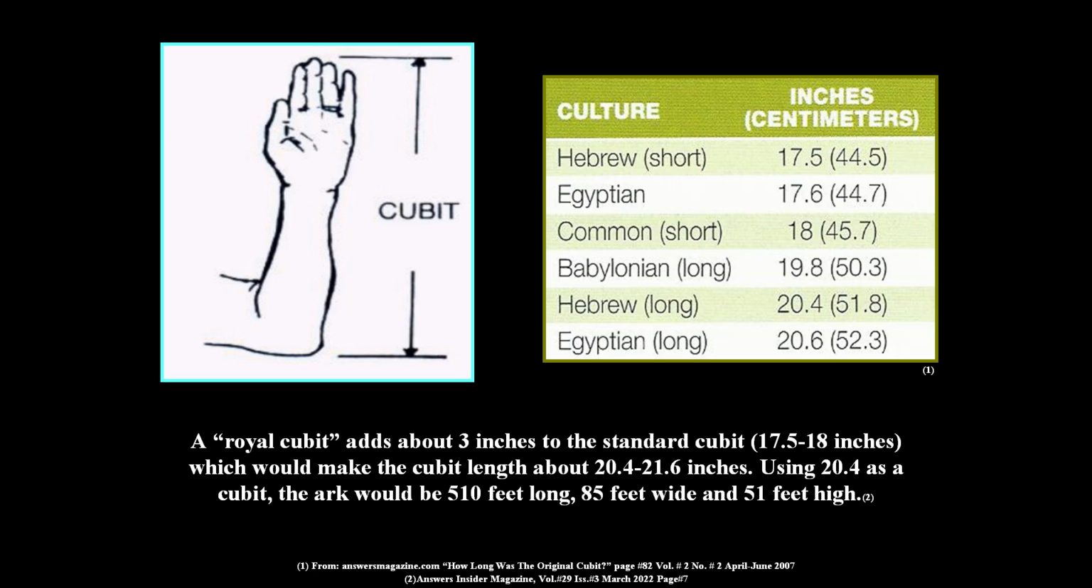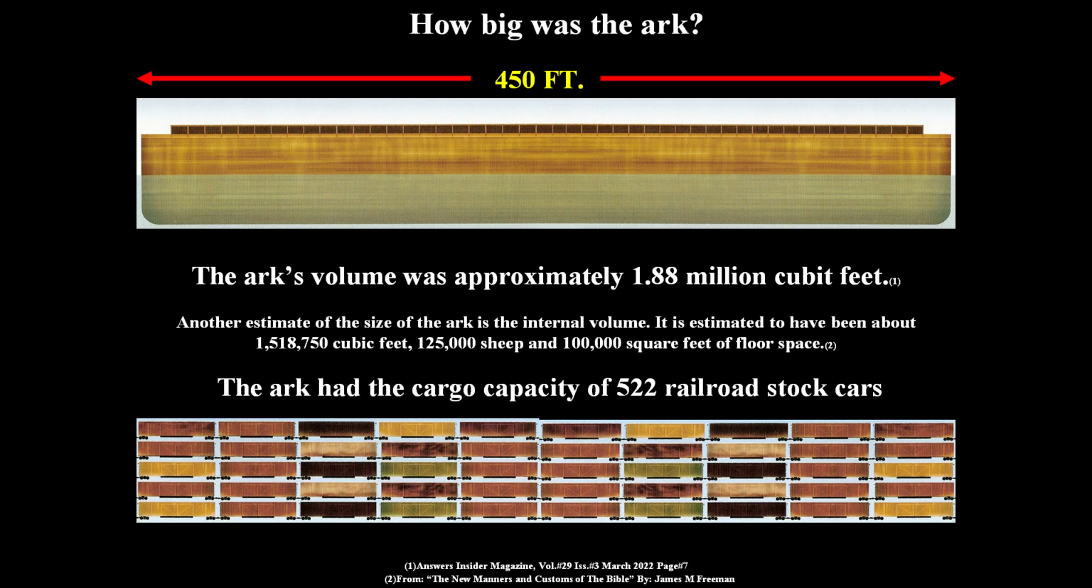But going to what they commonly would use, what you'll traditionally see, the ark is 450 feet long. The ark's volume was approximately 1.88 million cubic feet. Another estimate of the size of the ark is the internal volume. It is estimated to have been about 1,518,750 cubic feet, 125,000 sheep, and 100,000 square feet of floor space. And so you could put 125,000 sheep in this thing.